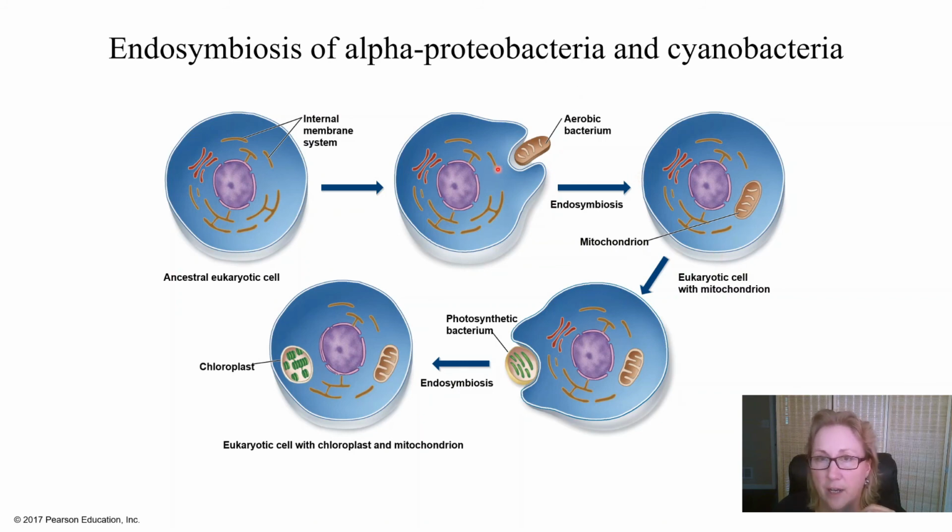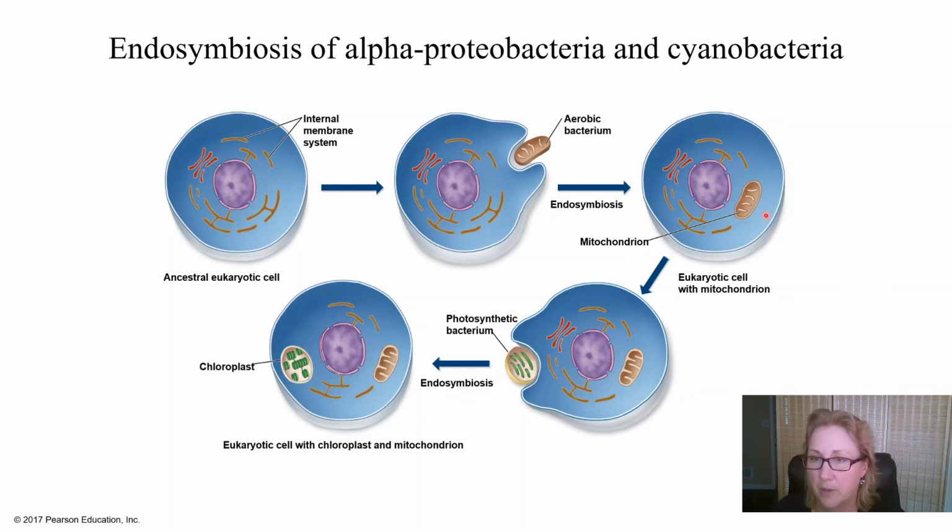And so an alpha proteobacteria was engulfed by one of these early eukaryotic cells, and instead of being eaten, it lived in the cytoplasm, reproduced in the cytoplasm, and lost most of its genes. A typical alpha proteobacteria has about 3,000 genes, and our mitochondria only have about 20.